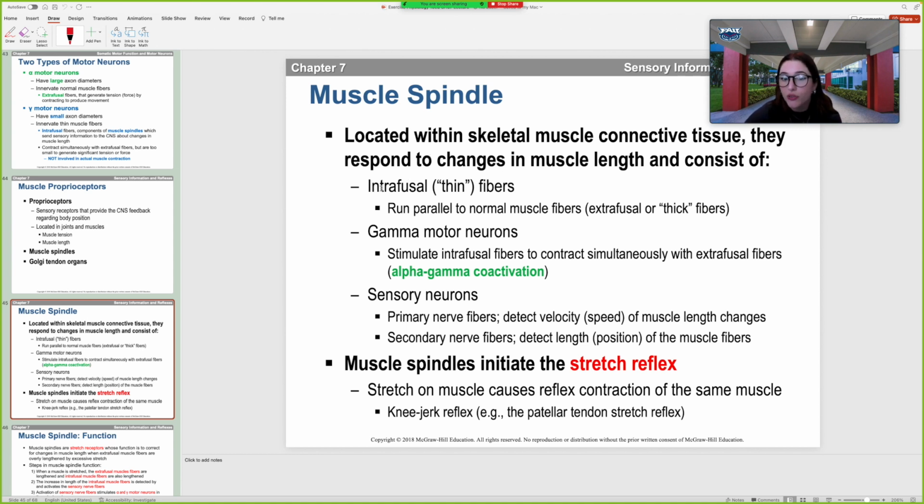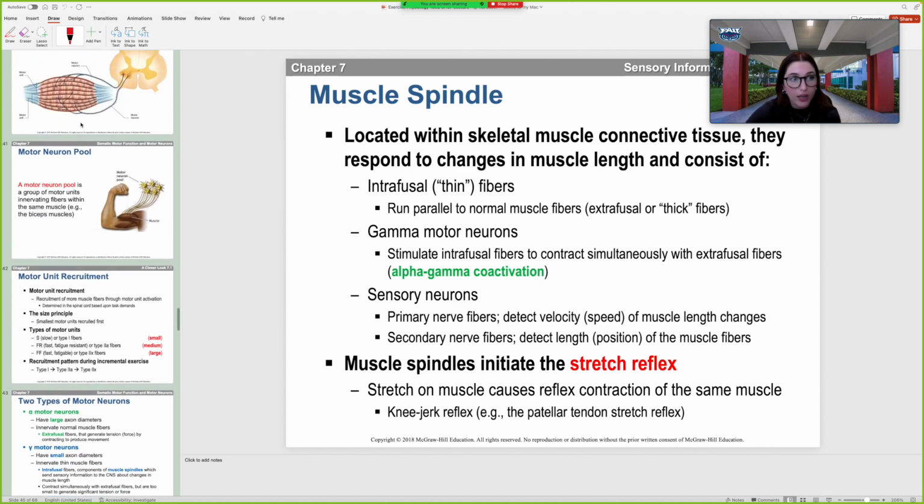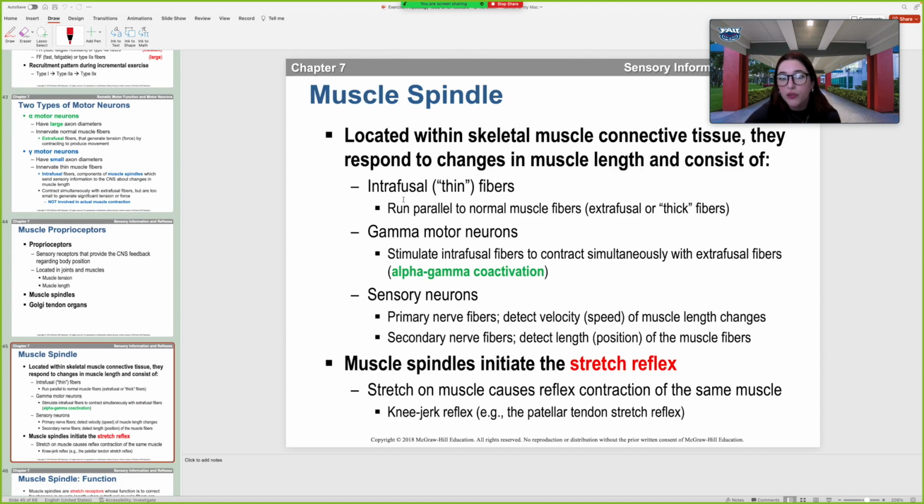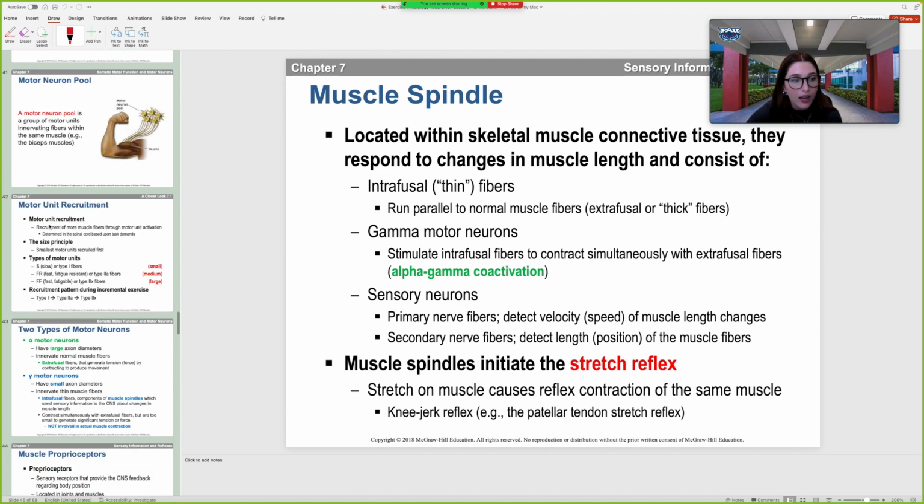We have those intrafusal or thin fibers that we talked about that run parallel to just the regular normal muscle fibers, aka extrafusal fibers, right? Extrafusal fibers are just the normal muscle fibers, and then we have those intrafusal fibers that are just there along with it, right? So the intrafusal fibers run parallel to the normal muscle fibers, and they're innervated by gamma motor neurons. Okay, the gamma motor neurons stimulate the intrafusal fibers to contract simultaneously with extrafusal fibers, right? That's what we talked about here, right?